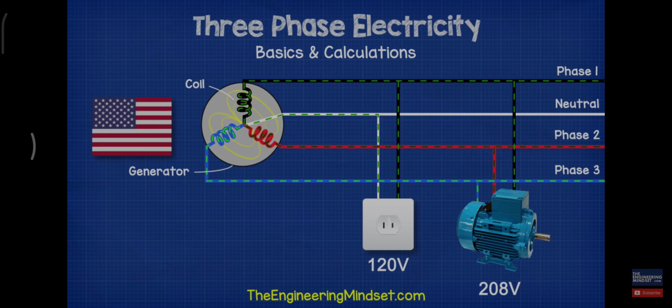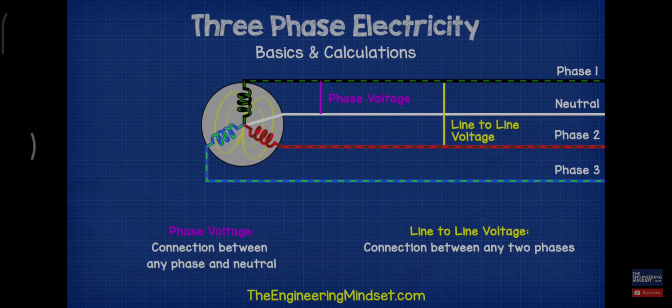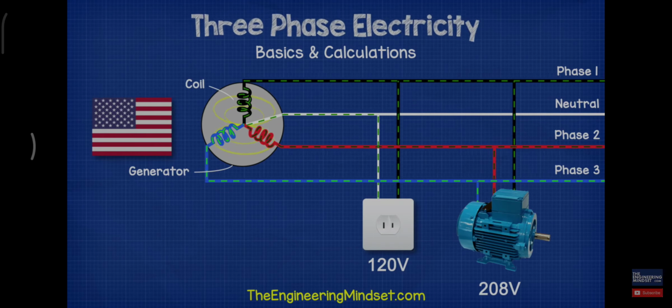We call the smaller voltage our phase voltage, and we get that by connecting between any phase and the neutral line. We call the larger voltage our line-to-line voltage, and we get that by connecting between any two phases. That's how we get more power from the supply.